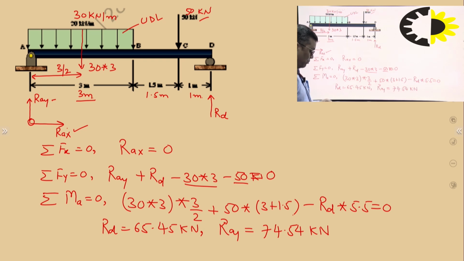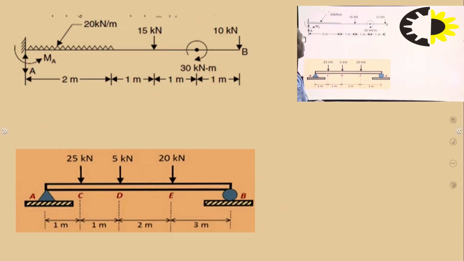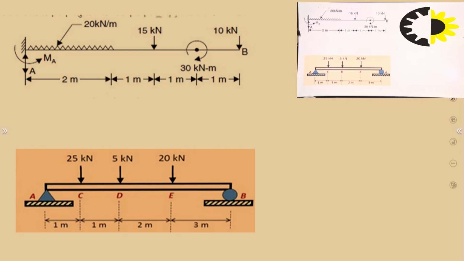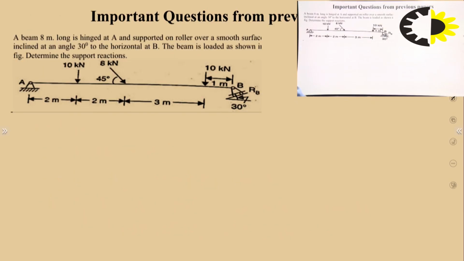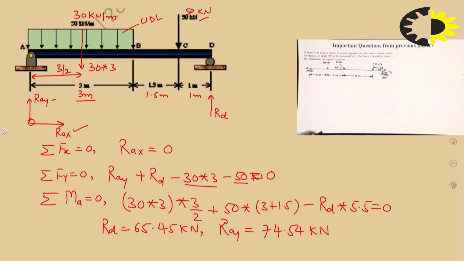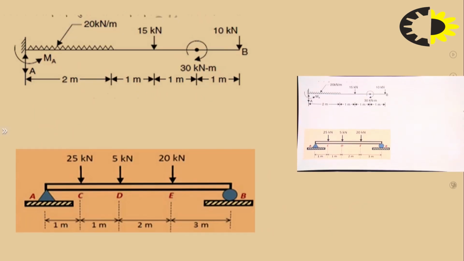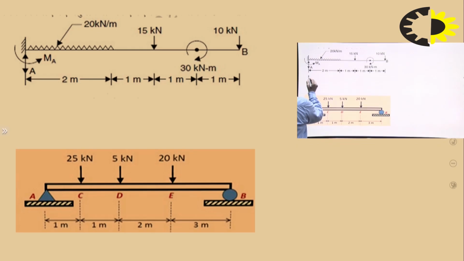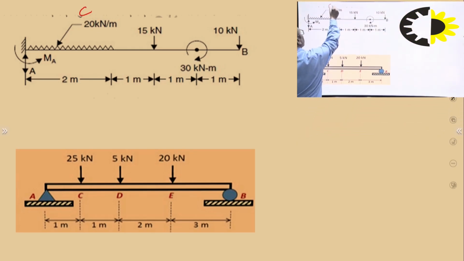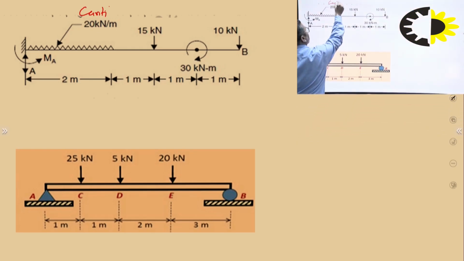Now we are moving towards some more questions related to support reaction. Earlier we dealt with a simply supported beam. This is the simply supported beam. Now which type of beam is this? It is the cantilever type of beam.